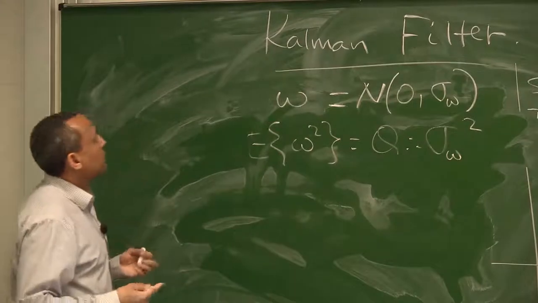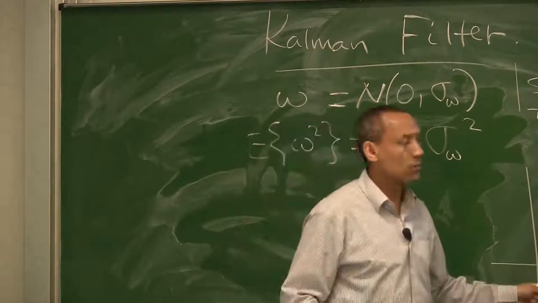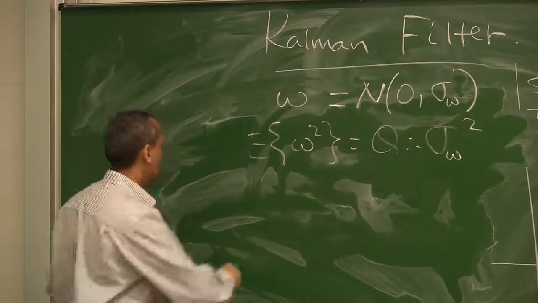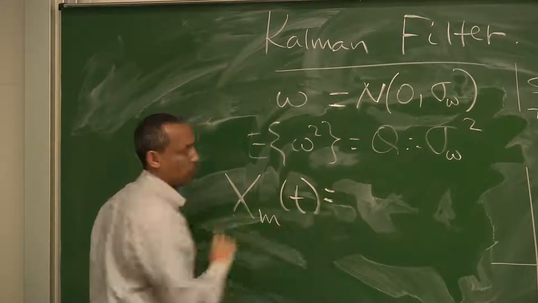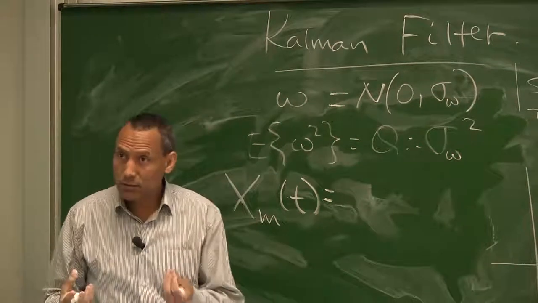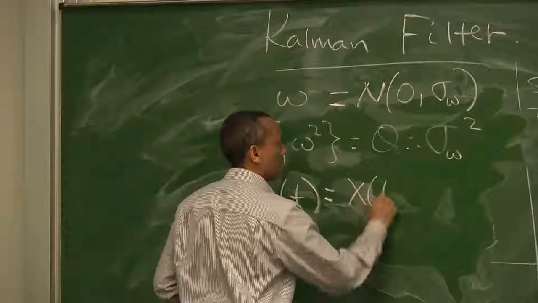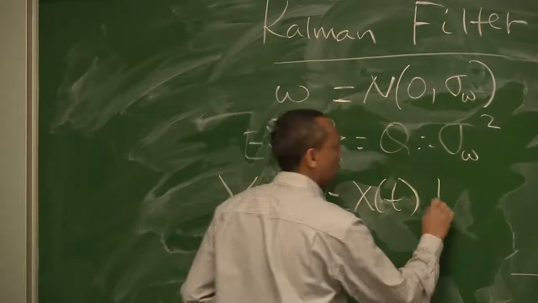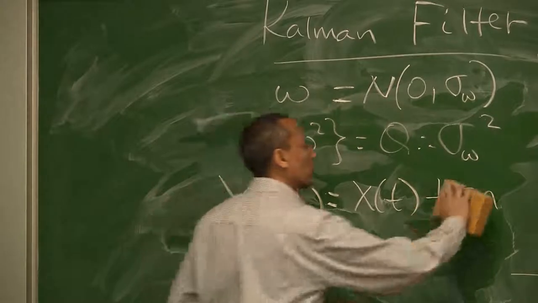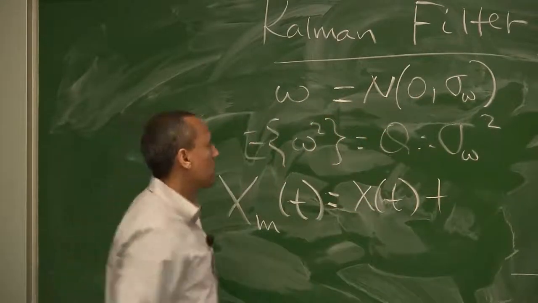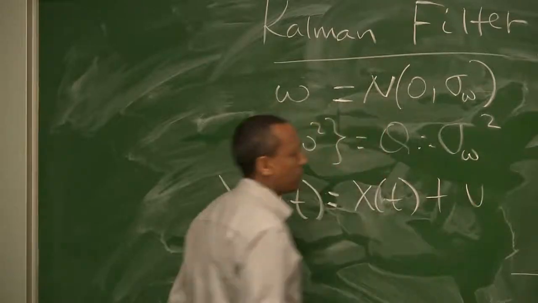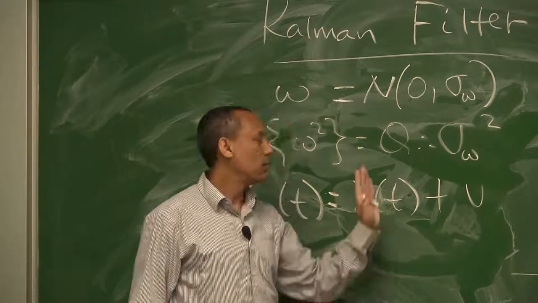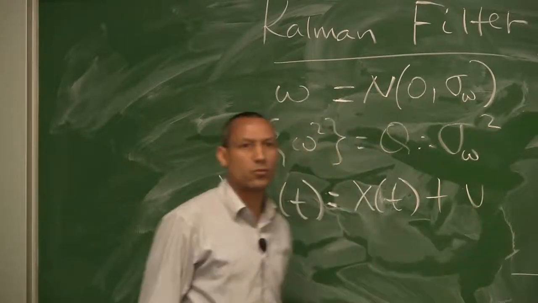Likewise, every day we take measurements using some sensors. Now the measurement we take, remember xm of t, somehow contains the real quantity x of t, but introduces its own noise. Let's call this noise R, because both of them are regarded as noise. Or we call it V. So the measurement we take has something to do with the reality, but the measurement itself introduces some noise.